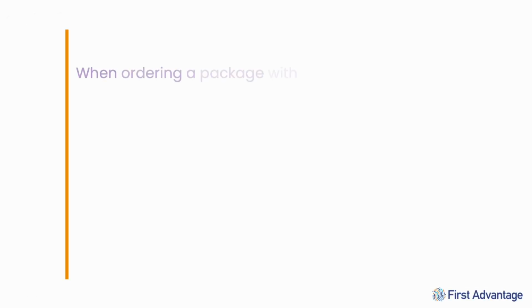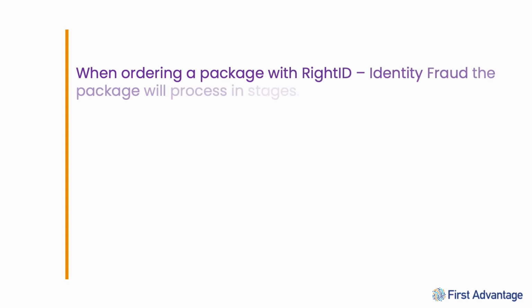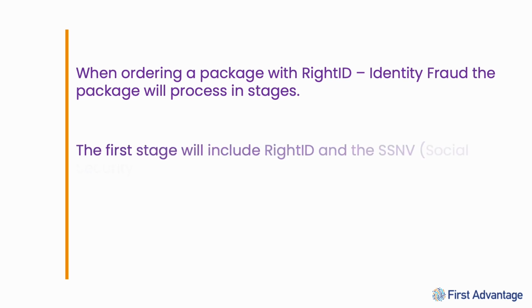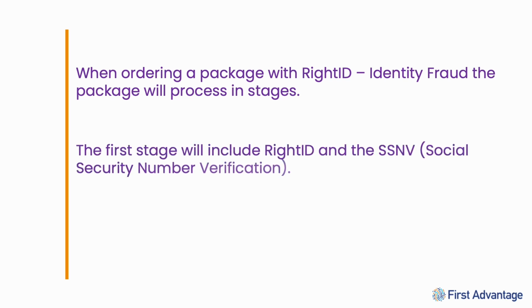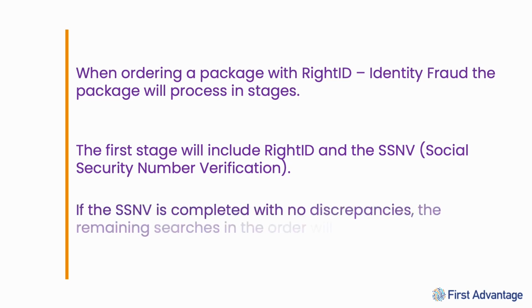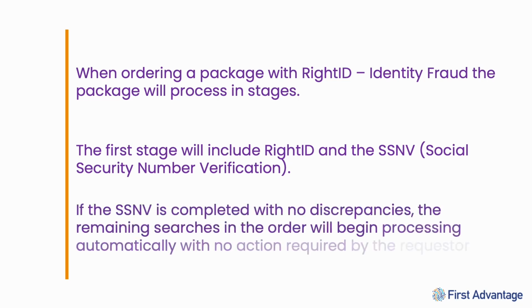When ordering a package with RightID Identity Fraud, the package will process in stages. The first stage will include RightID and the SSNV. If the SSNV is completed with no discrepancies, the remaining searches in the order will begin processing automatically with no action required by the requester.